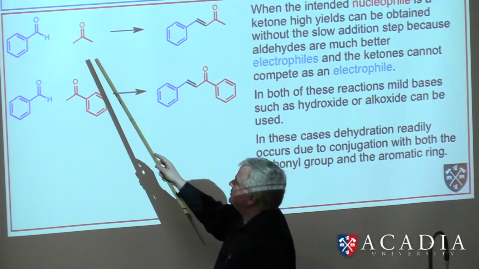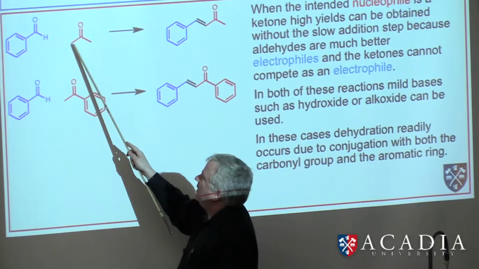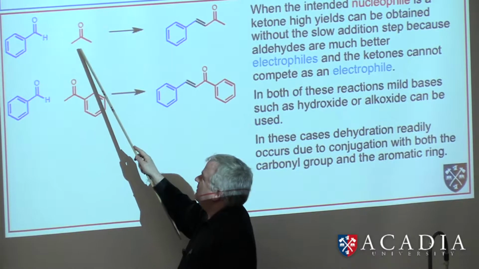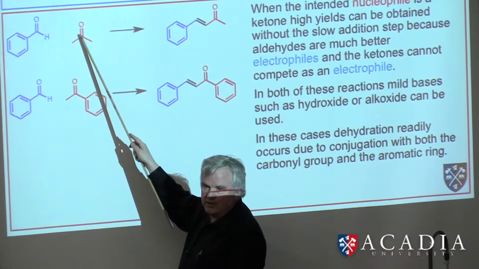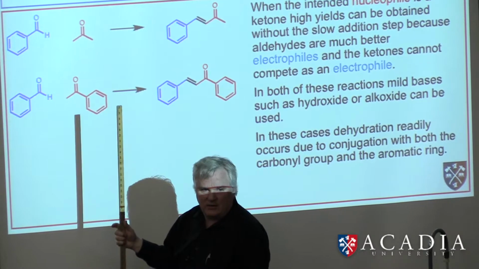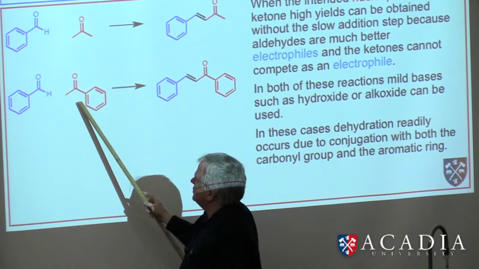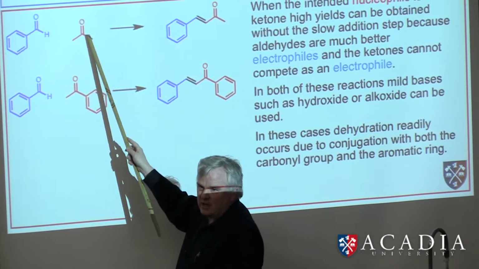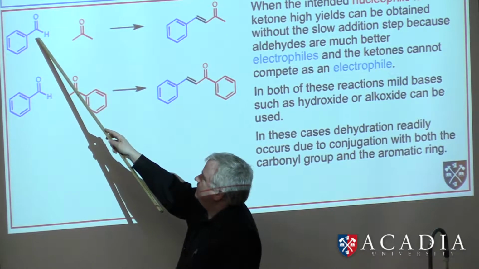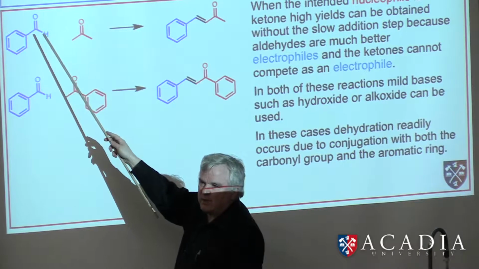And that is because we form this thing as the nucleophile. It reacts very quickly with this carbonyl carbon, and it reacts much slower with this carbonyl carbon. So we don't have to go through the process of the slow addition anymore. As long as we have a ketone as our intended nucleophile, then we don't have to go through the special conditions.